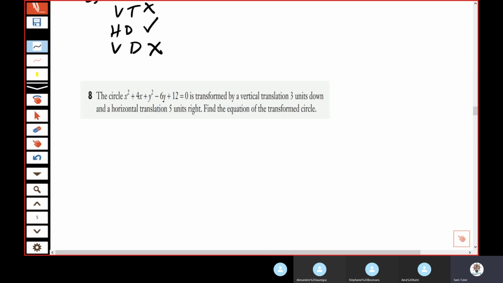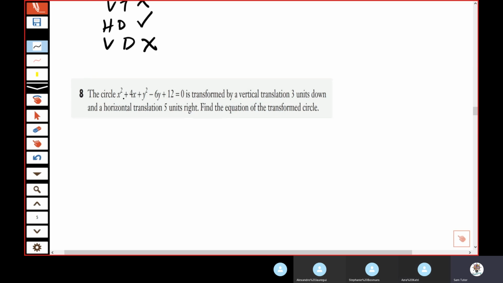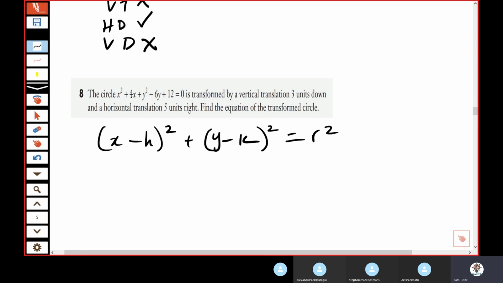Does anyone remember what they need to do with something like this? That's definitely not the way we would like to see circles. Would you complete the square? Yeah, you've got to complete the square first. So it's got to look like this, x minus h, y minus k. But pretty much you've got to complete the square. Let me know if you don't know what's happening. I'll start you off.